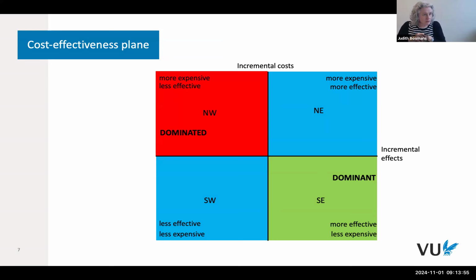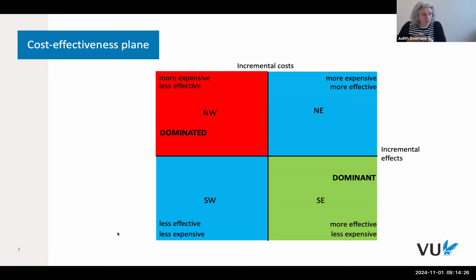The green and the red quadrant are pretty straightforward. If the ICER value is in one of these quadrants, then your decision is pretty clear, because in the green quadrant, the southeast quadrant, your new intervention is more effective and less expensive than the old intervention and the standard of care. So in that case, your new intervention is better in all aspects. And we say it's dominant over the standard of care.